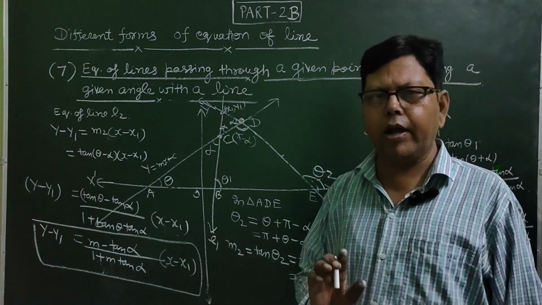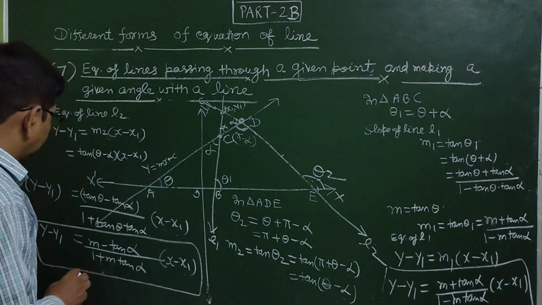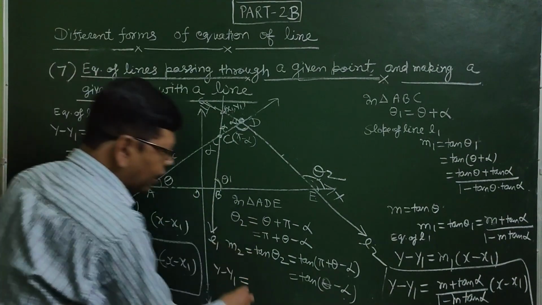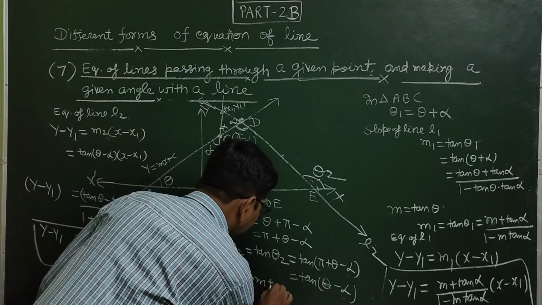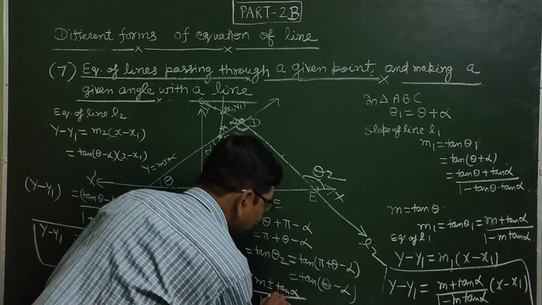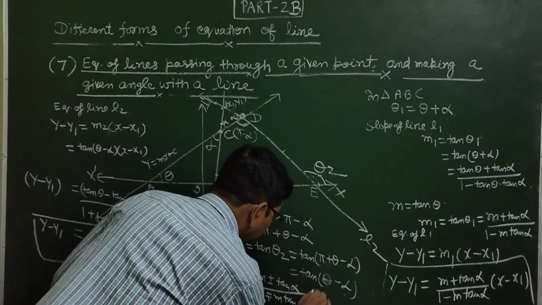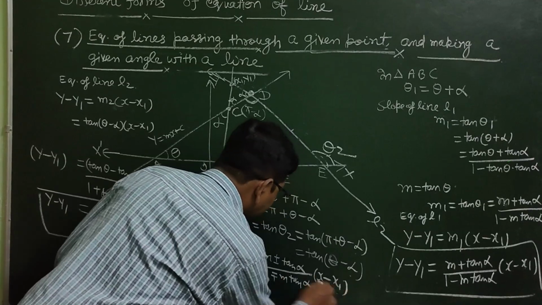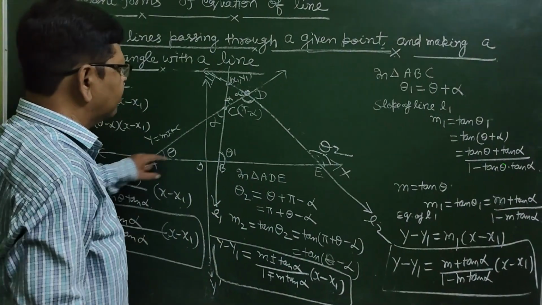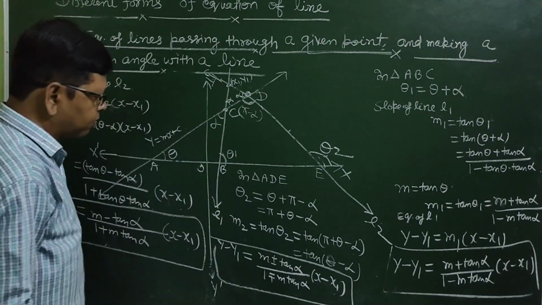Now we can write the combined equation of these two lines. So the combined equation will be y minus y1 is equal to m plus minus tan alpha upon 1 minus plus m tan alpha into x minus x1. So this is the combined equation of the lines which make angle alpha with the line y is equal to mx plus c.